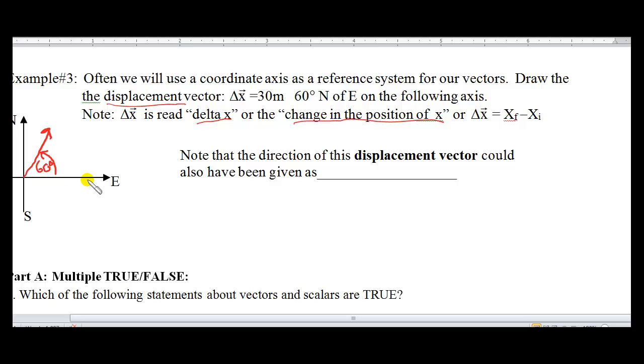Now I want you to note that this displacement vector could have had its direction identified in another way. I'm going to give you a hint. We're talking about basically this angle right here. How could I represent this vector by this particular angle? I want you to push the pause button, think about it somewhat, and see if you can give an expression for another way of identifying the direction for this particular displacement vector.